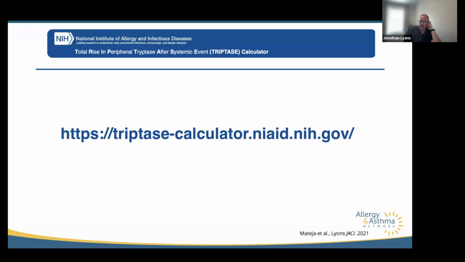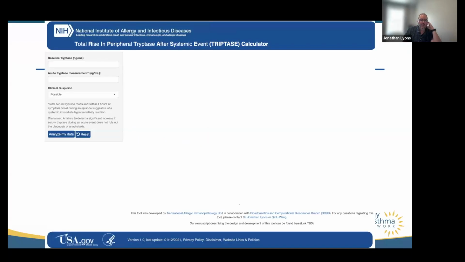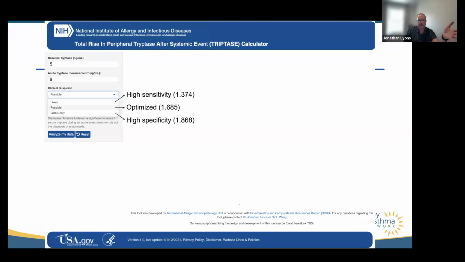So this is the calculator. It's called Tryptase calculator, misspelled on purpose, because it's the total rise in peripheral tryptase after systemic event. And as of today's taping, it hasn't been taken down from the NIH website, so that's good. Here you can just plug and chug. You put in your baseline tryptase level, the acute measurement, and then you have these three choices. It defaults to the possible clinical suspicion, so that's the optimized. If you think it's likely, that's the high sensitivity ratio, and if it's less likely, that's the high specificity. So you can use your clinical judgment here as opposed to sticking exactly to a formulaic decision.